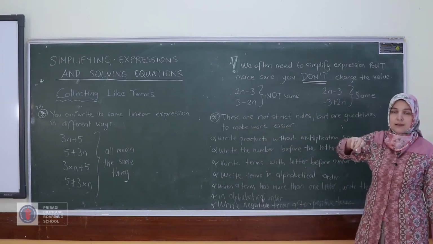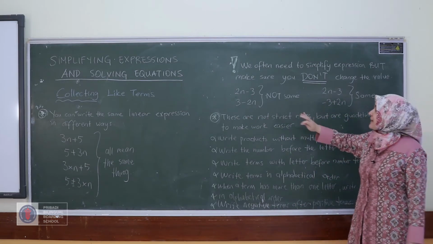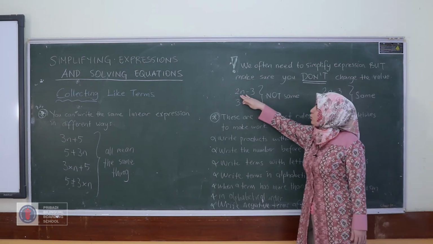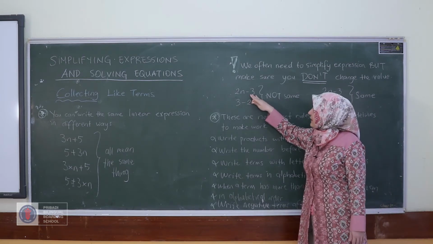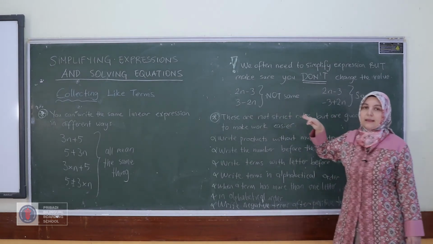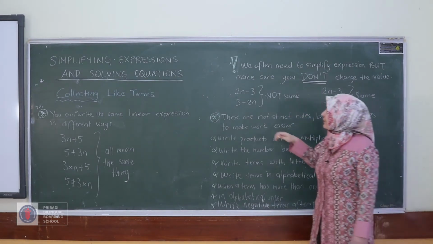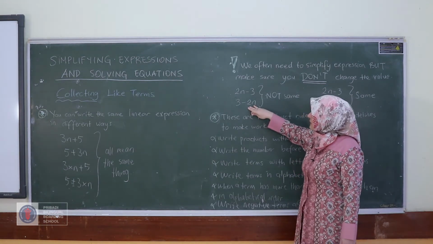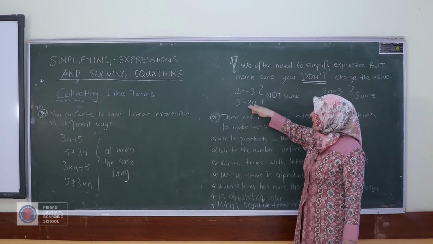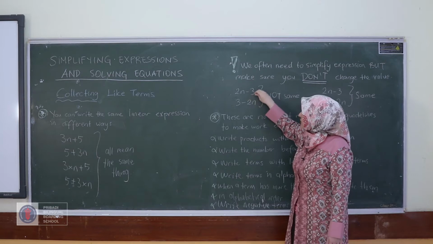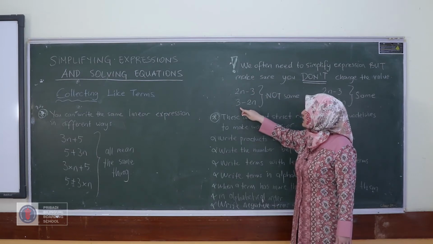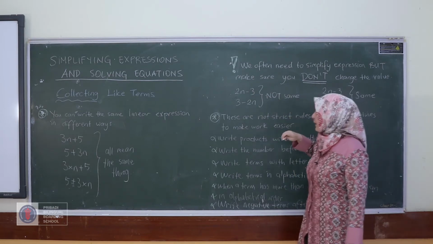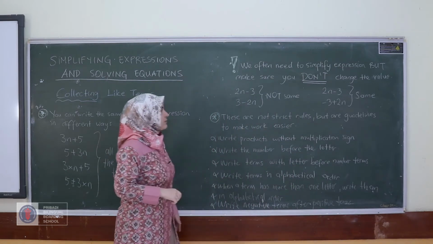Is it the same thing? No, right? It's not the same thing. Okay? 2n minus 3 and 3 minus 2n are not the same thing, because 2n is positive here, but it's negative here, right? This is negative 3, but this is positive 3, so these are not the same. Okay, be careful about this one.